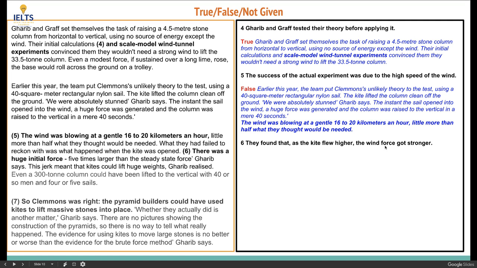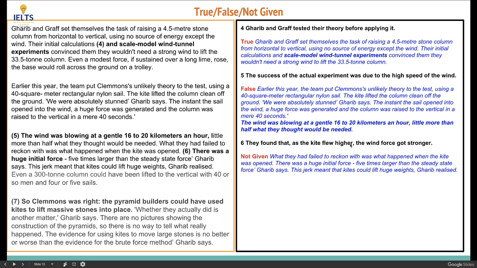And no information about the wind force getting stronger. There is a comparison here that the initial force was actually larger than the normal force, but it does not tell us what happened as the kite flew higher. So the answer is not given.